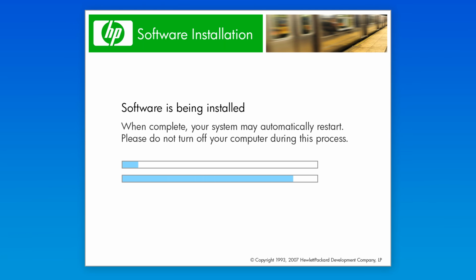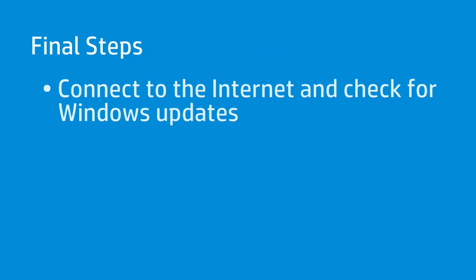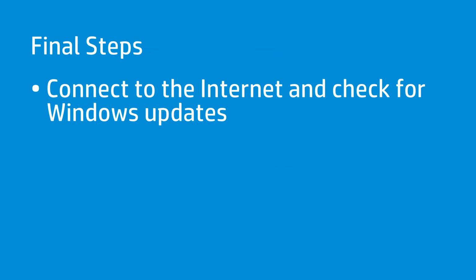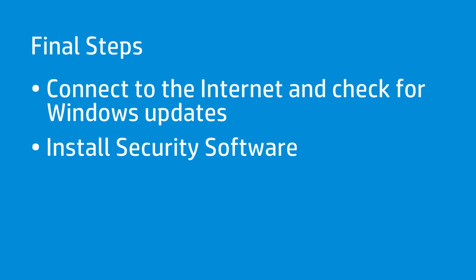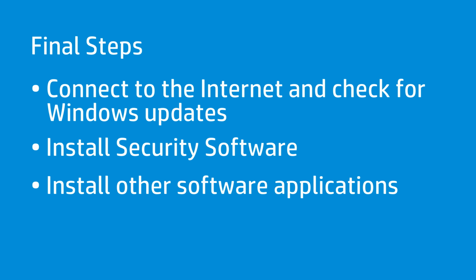After Windows setup is complete, connect any peripheral devices and cables that were previously disconnected. To complete setting up your computer, HP recommends connecting your computer to the Internet, checking for Windows updates, installing any security software that you use and updating the virus definitions, installing any other software applications, and copying any personal backup files that were saved during the recovery process to your computer.